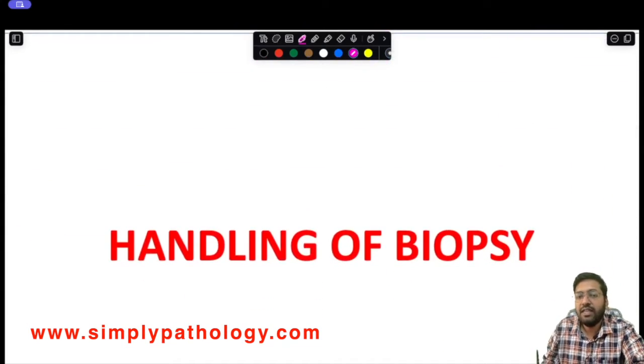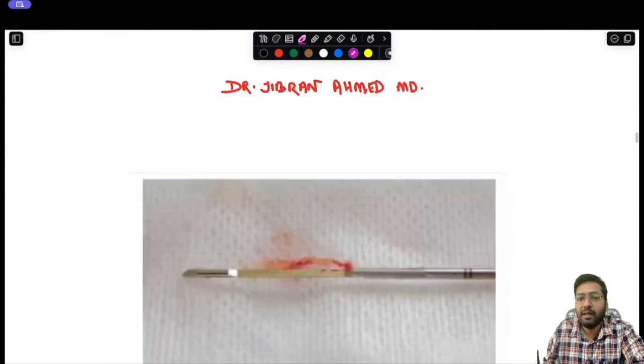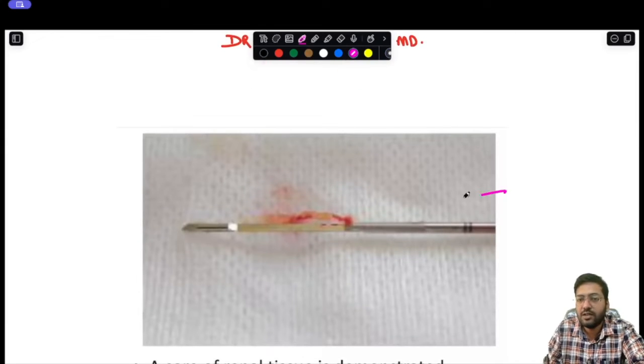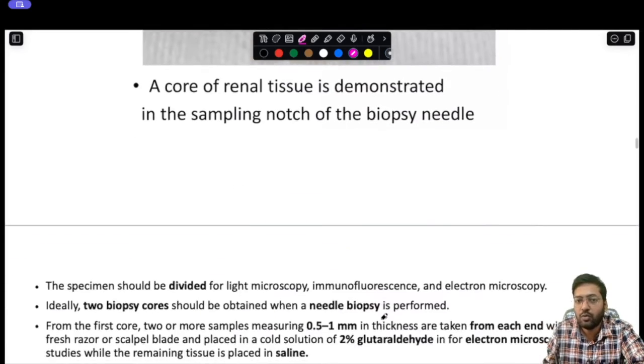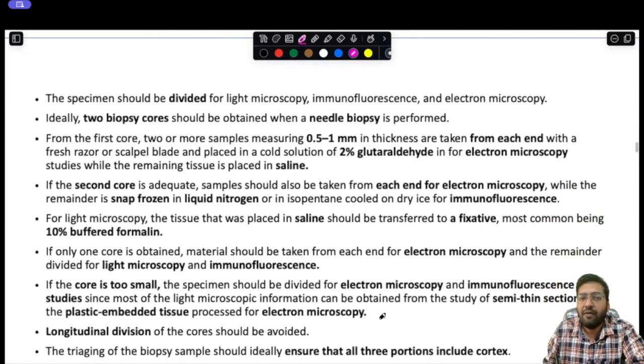Now, handling of the renal biopsy. How do you handle the renal biopsy? Over here, after the procedure, this is the true cut needle. You can see a core of renal biopsy. A core of renal tissue is demonstrated in the sampling notch of the biopsy needle, as we can appreciate over here. Now, the specimen after you have taken the biopsy.